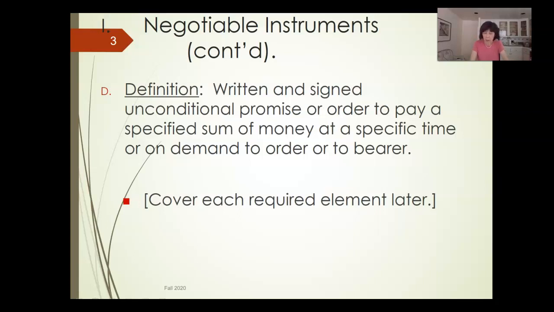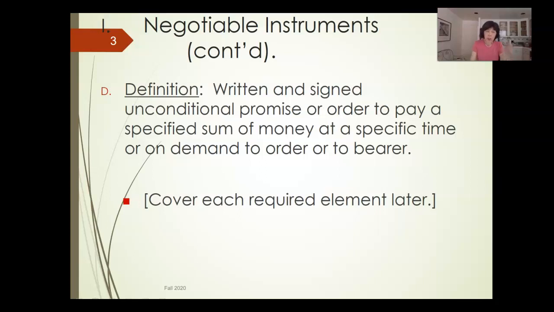All right, we're going to be doing some exercises in which you're going to have to know these elements, be able to spot them in an instrument, and then ultimately take the information you have and make a conclusion as to whether or not the instrument you're examining is negotiable. We're going to cover each one of these elements listed in this definition at a later time. Let me just read the definition to you though.